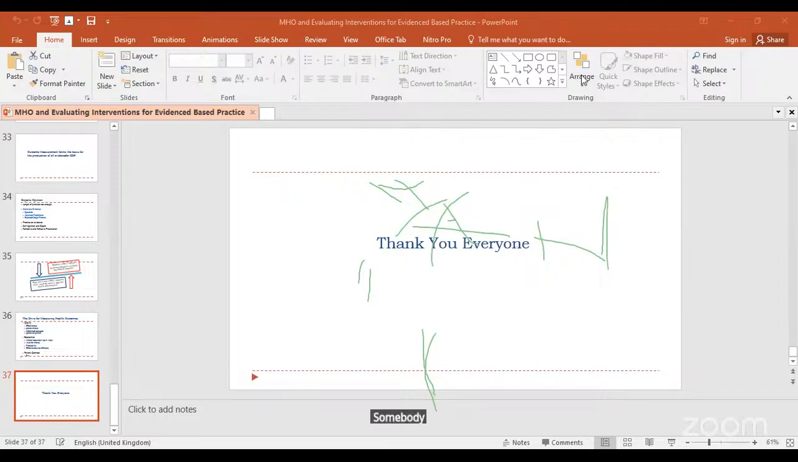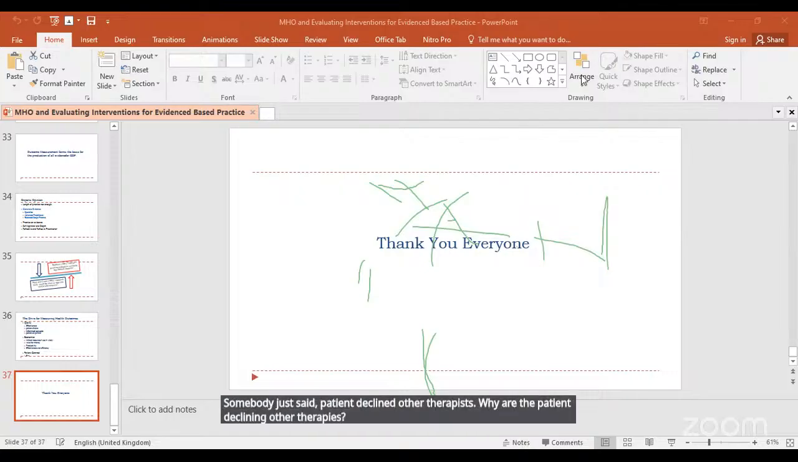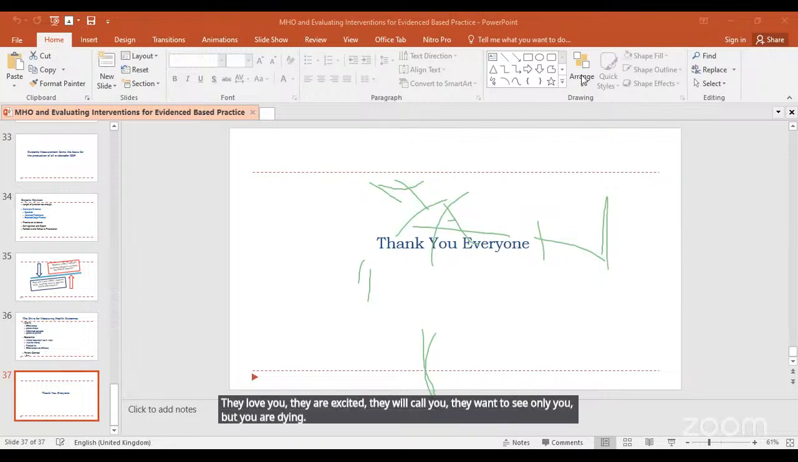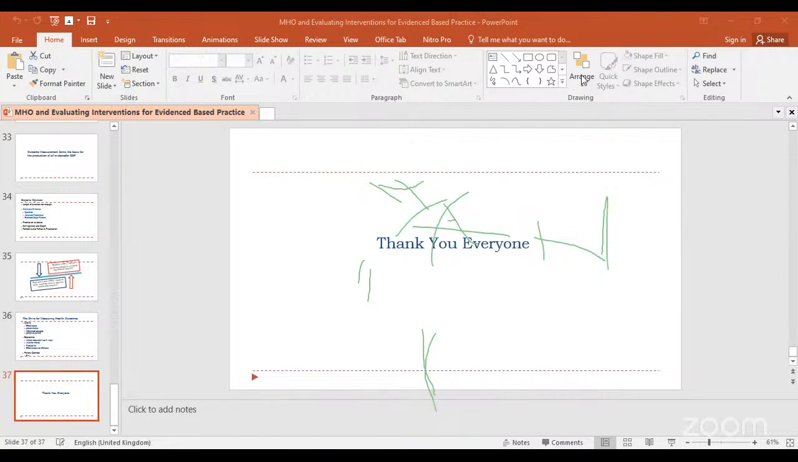Somebody just said patients decline other therapies. Why are the patients declining other therapies? Because they believe you are more effective. However, while all the patients love you, they also love you to the detriment of yourself. They love you, you are excited, they will call you, they want to see only you, but you are dying. But there are others there. That is why there must be a benchmark where everybody does his own duty. You are not a slave driver.